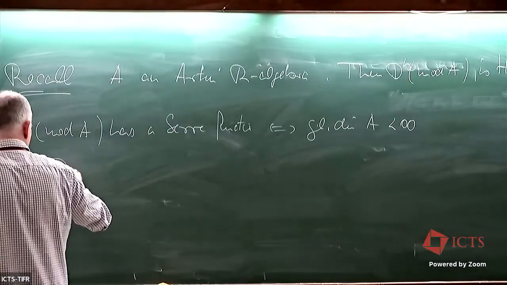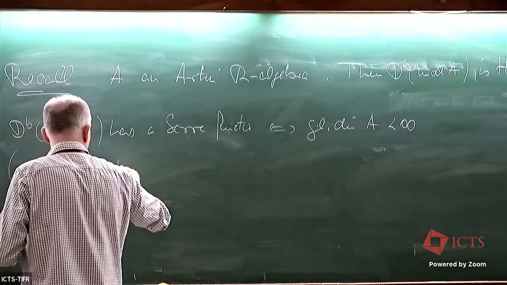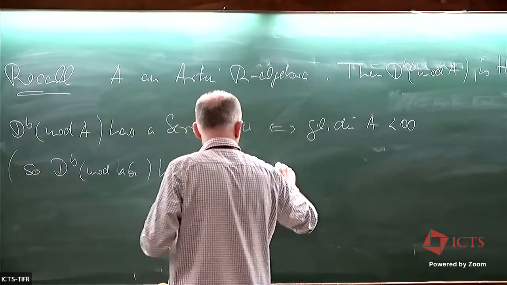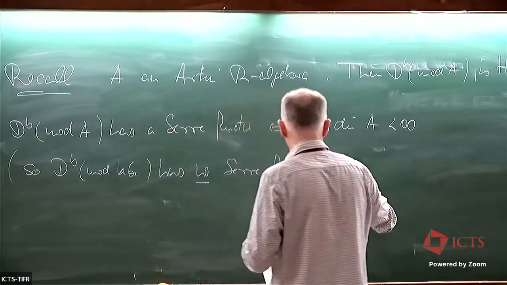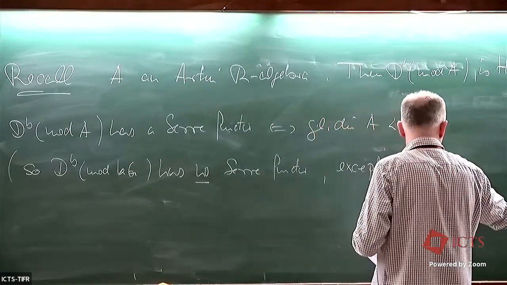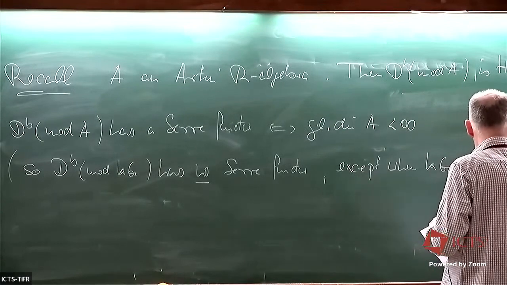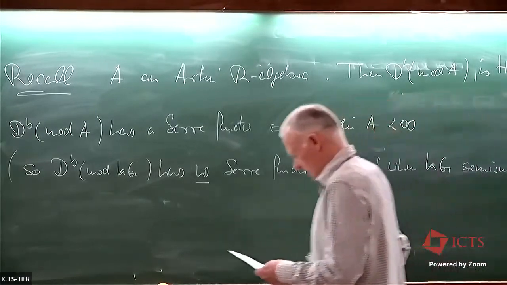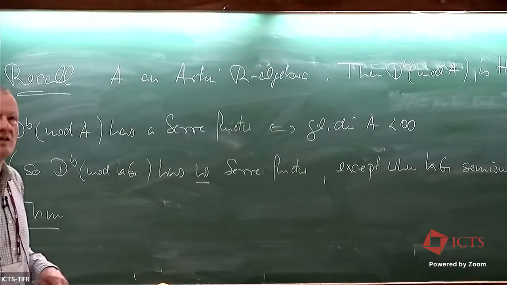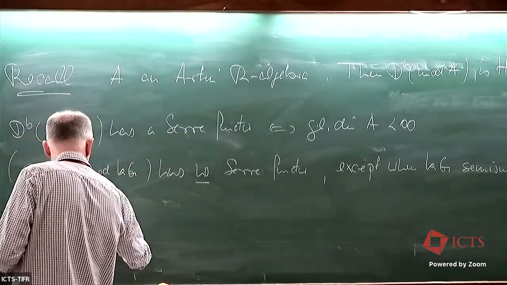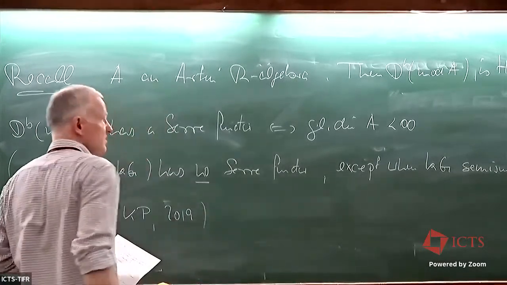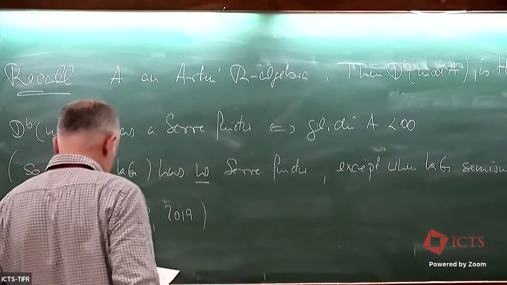So D^b(mod kG) has no cell functor, except when kG is semi-simple. Nonetheless, we have local cell functors, and this is from a result from this joint paper, which I mentioned over there.